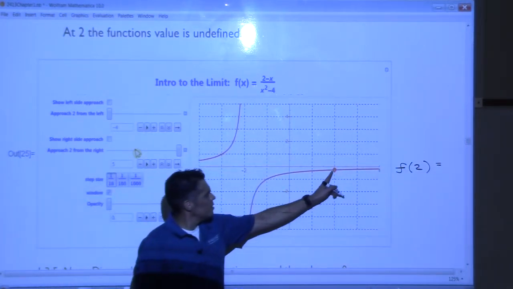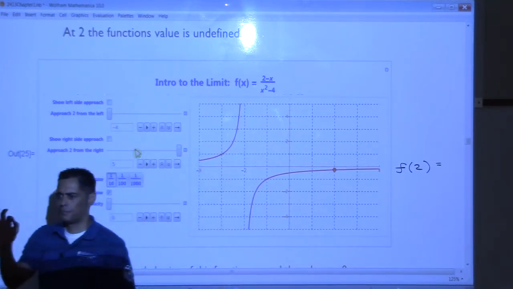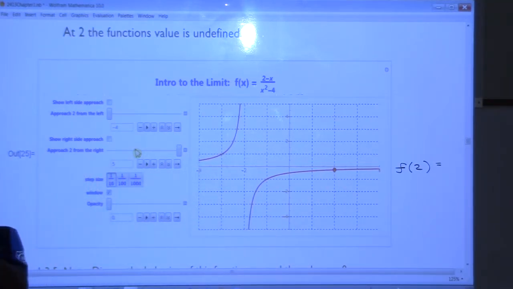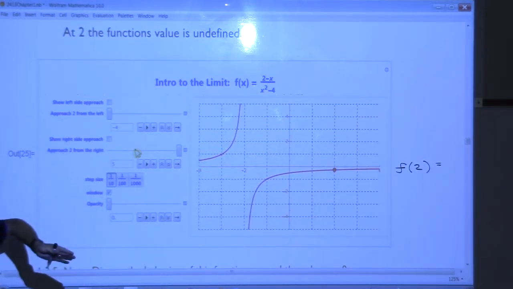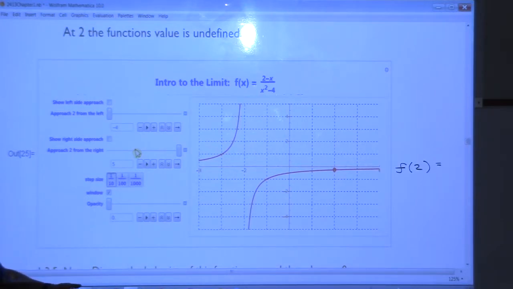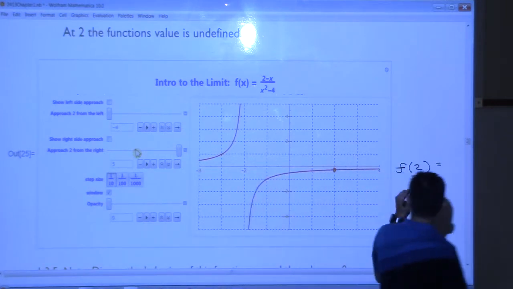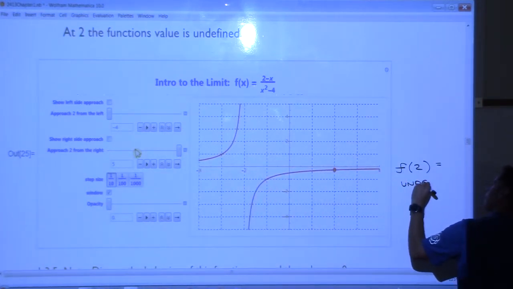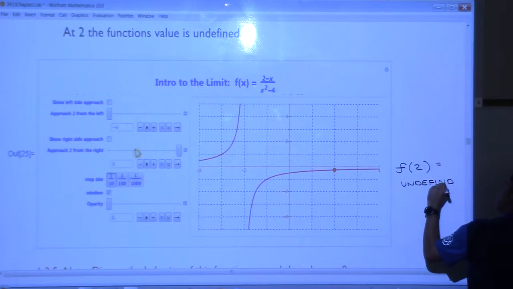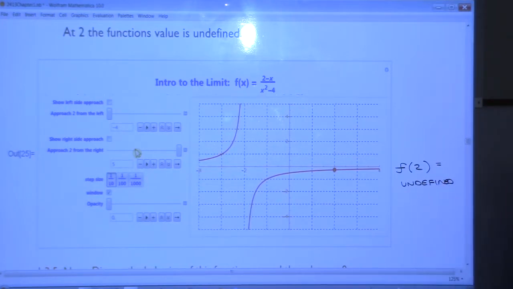So what does this little open circle mean? There's nothing there. There's a hole there, okay? So I'm asking you to plug 2 in. You're looking for the graph, and you're seeing a hole. And you're not seeing any other points anywhere else, right? So what is this function at 2 then? There's no function value, right? So we say it's undefined. It's undefined at 2.